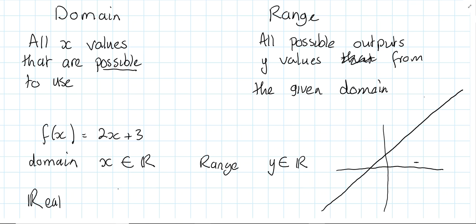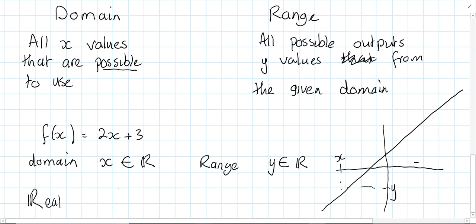So here's the thing. If I pick any x value and read down, I get the y value that goes with it. Is there any y value that will never happen? If I pick the right x value, I will get every y value. There is no value of y that I can't have. So I'm allowed any x value, I can stick any number into 2x plus 3, and I will get any y value out.